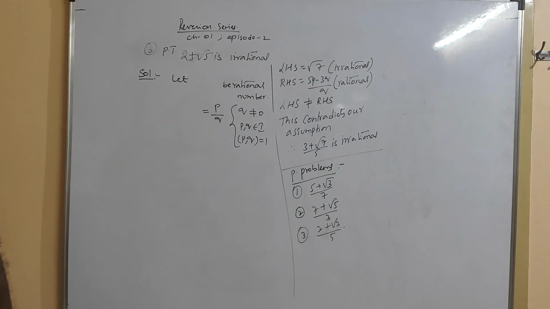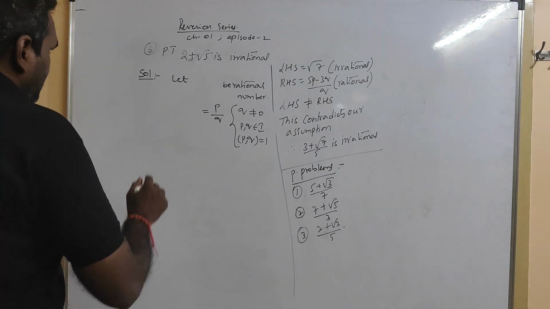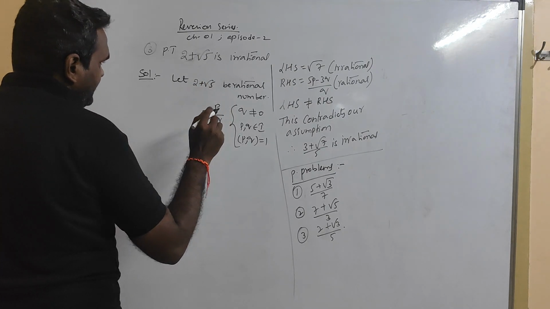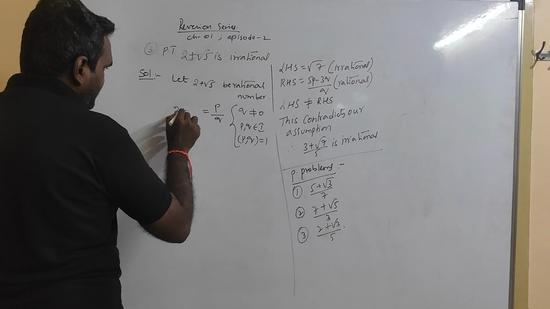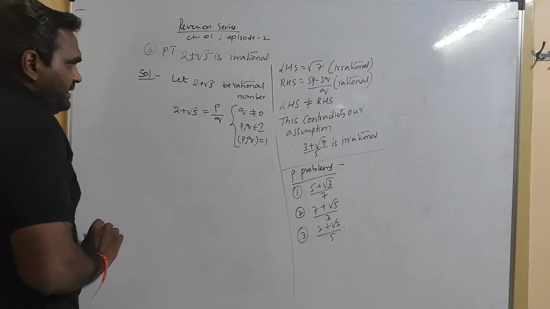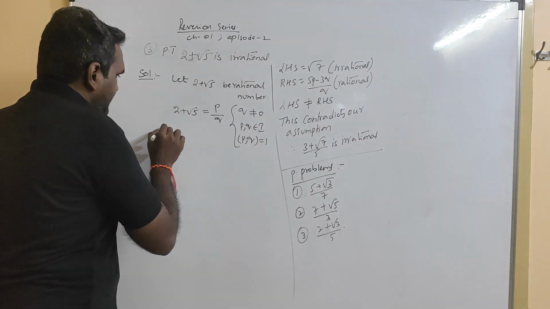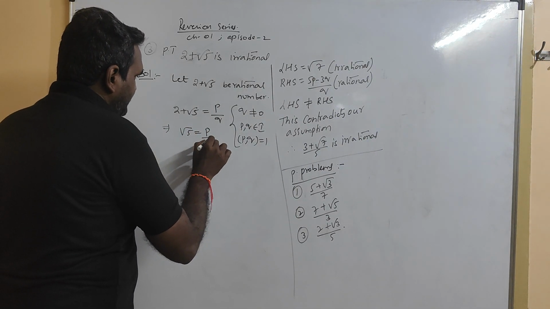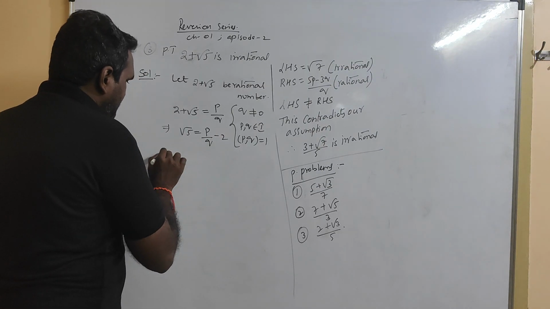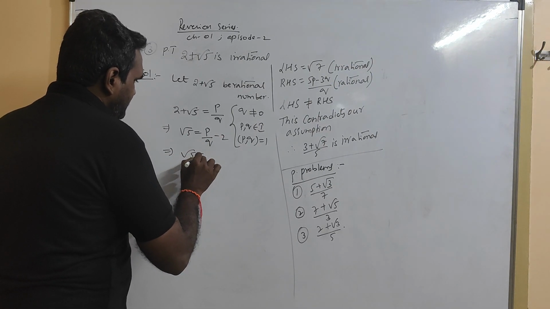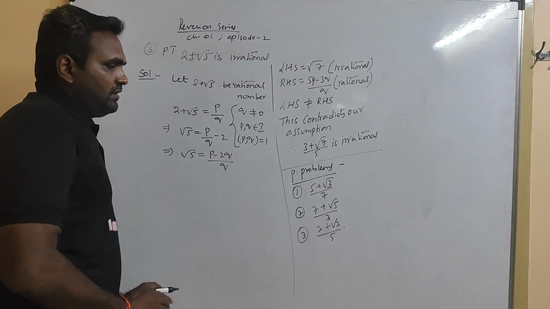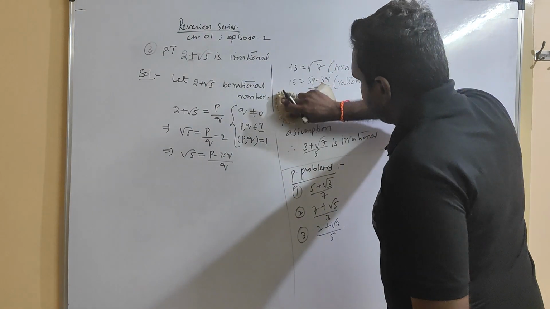We already know whatever the question is, given that we will be making it rational. That we already know, right? Let 2 plus root 5 be a rational number. So 2 plus root 5 is equal to p by q. Now what we have to do? This implies the number which has the root has to be on one side and the remaining on the other side. This implies root 5 is equal to (p minus 2q) by q. This we got. Correct or not?